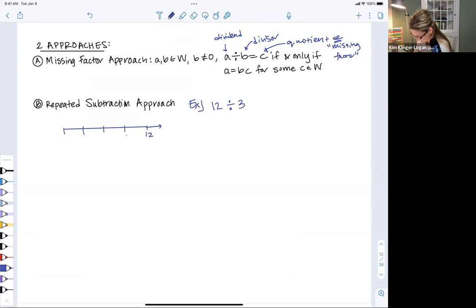It's 12, 9, ... Okay, so if I'm dividing 12 by 3, I might start at 12 and repeatedly subtract 3 units till I got to the smallest number here, and I would see that I subtracted 3 four times. And so 12 divided by 3 is 4.